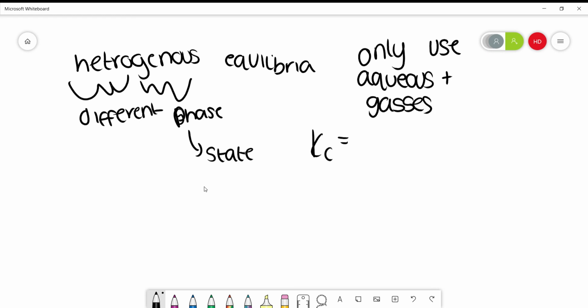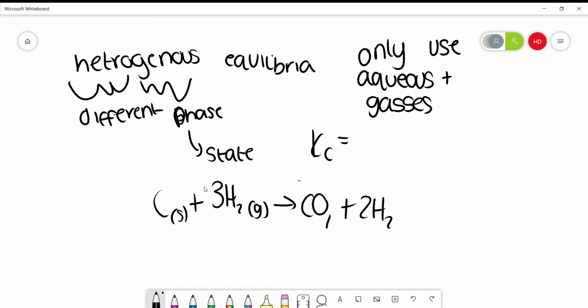So for example, if we had the equation of carbon, which is a solid, plus 3 hydrogens, which are all gases, to form carbon monoxide and 2 hydrogens, which is a gas and a gas. You can omit the one that's a solid, because you can't really measure the concentration of a solid, because that's a constant. So we'll only use aqueous or gases in our equilibrium expression.